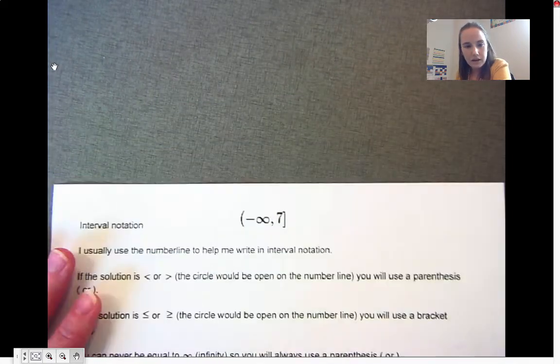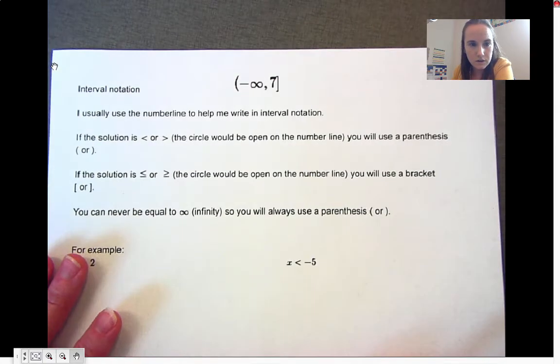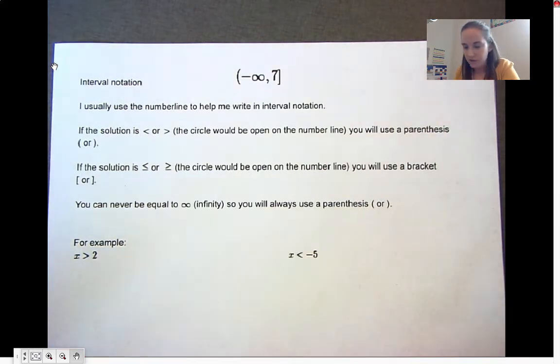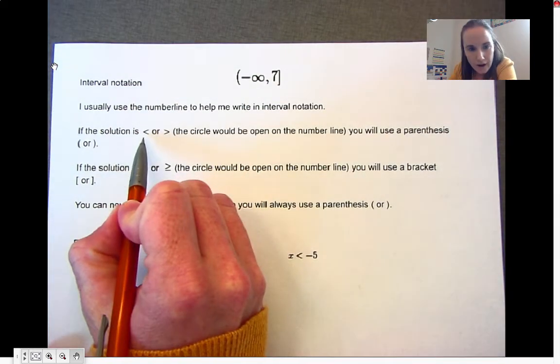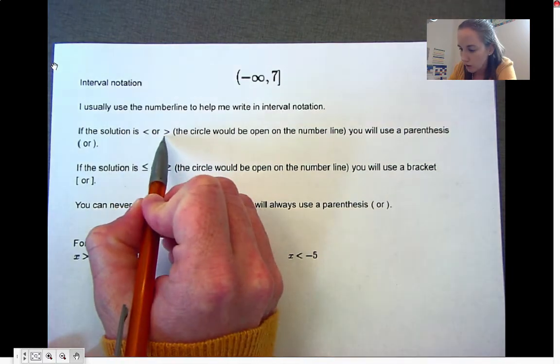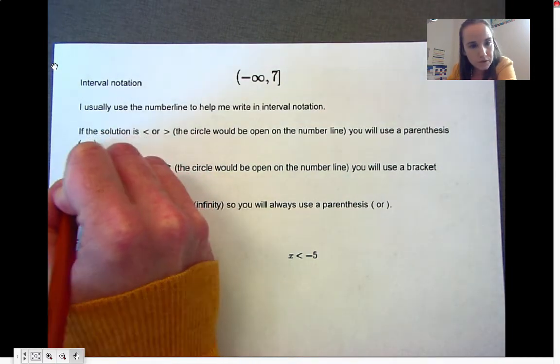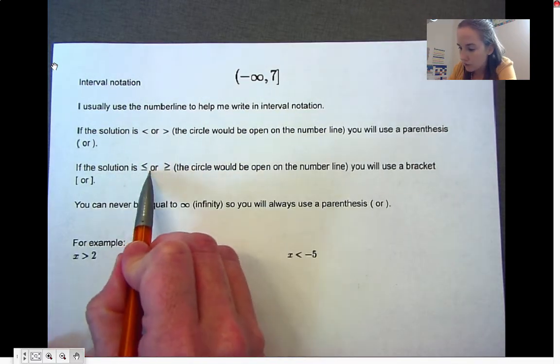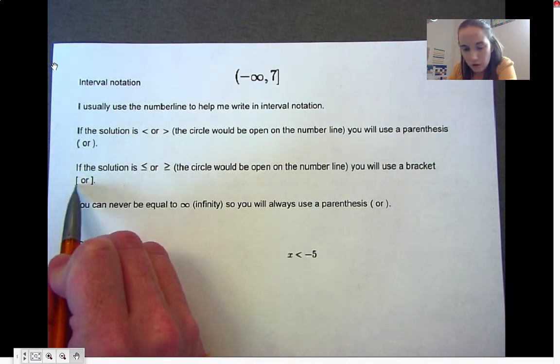Flip over and let's talk about interval notation. With interval notation, again, you look at your 4 symbols. If you do not have the equal to underneath, you're going to use parentheses. If you do have an equal to underneath, you are going to use a bracket.